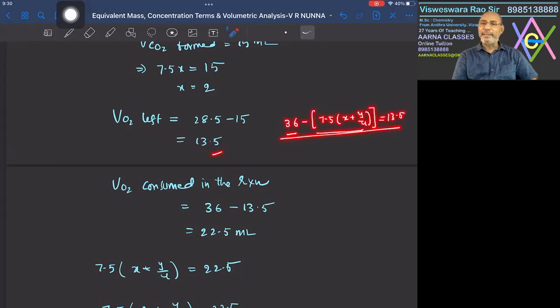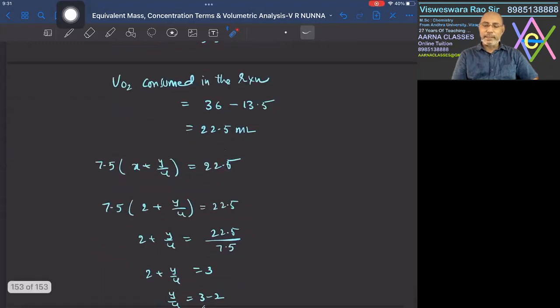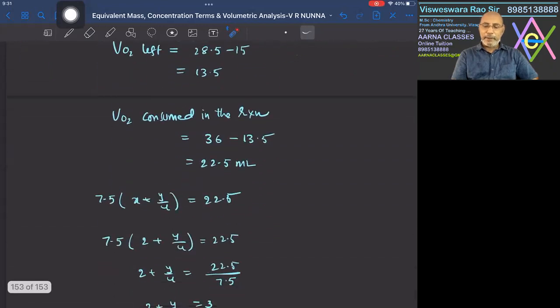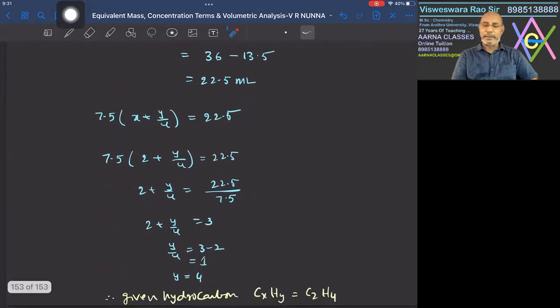Or you can do like this one. Volume left, volume consumed in the reaction: 36 minus 13.5, that is 22.5. Same thing, I'm just doing it step by step. So volume consumed is equal to the volume of oxygen consumed. This is the volume of oxygen consumed: 7.5 multiplied by (X plus Y by 4) is equal to 22.5. The only thing left is the calculation part.